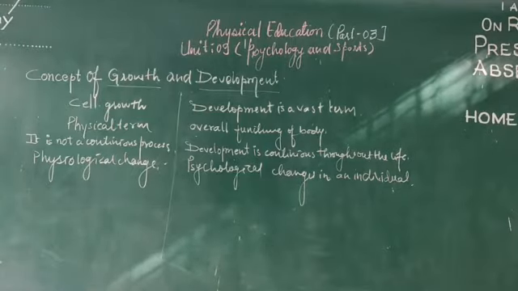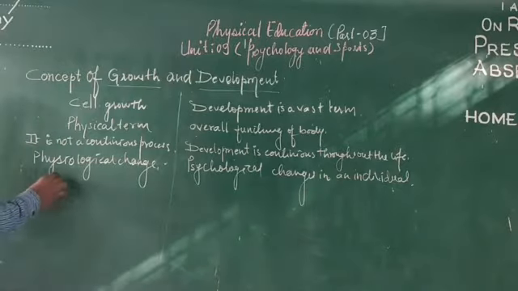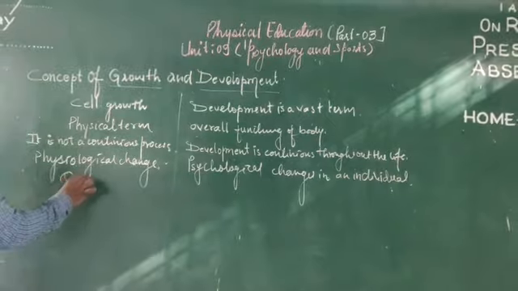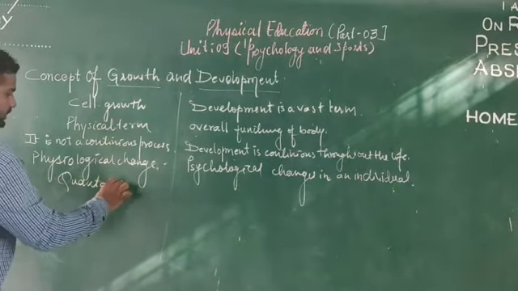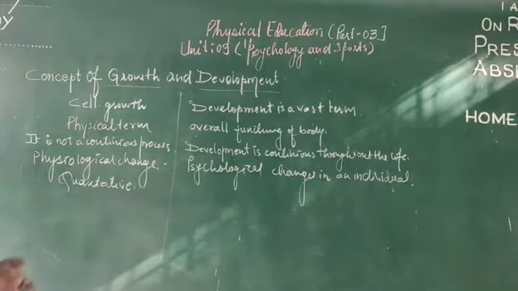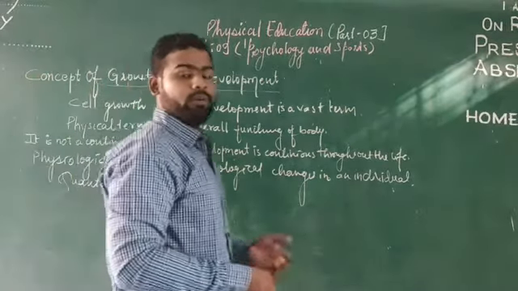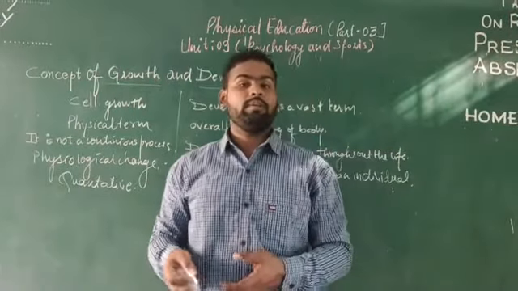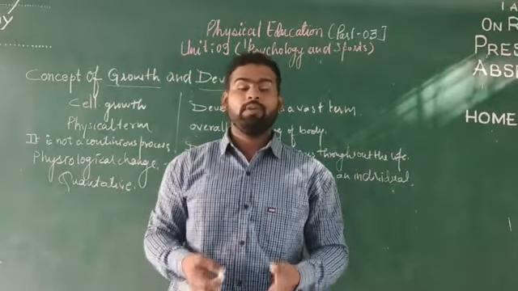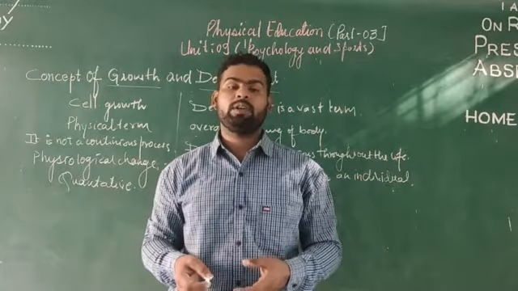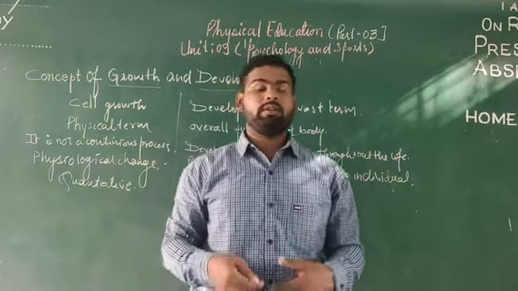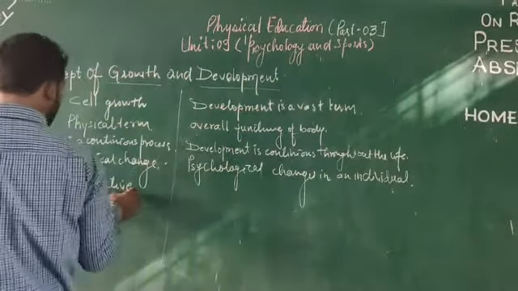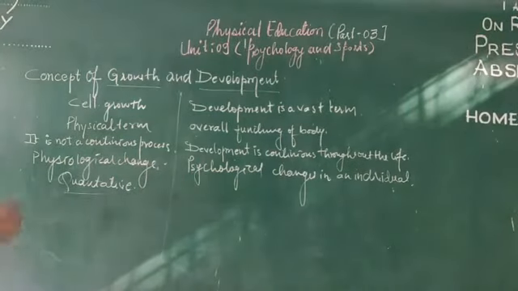So here we understand that growth is quantitative. We can measure growth. For example, if you want to measure the height, we can use a stadiometer. If you want to measure the weight, we can use a weighing machine. If you want to measure the bone length, you can use a bone caliper. If you want to measure the fat in the body, we can use a skinfold caliper, a strength dynamometer, and so many things. That is why growth is quantitative. It means we can measure it.